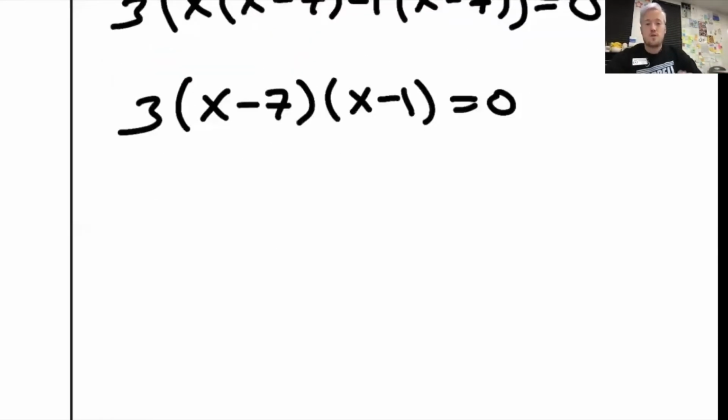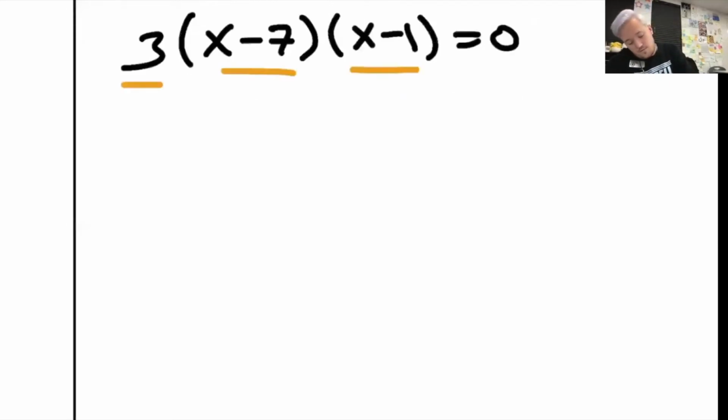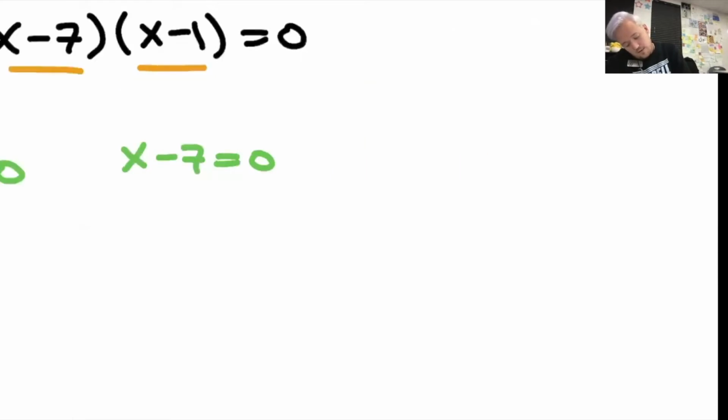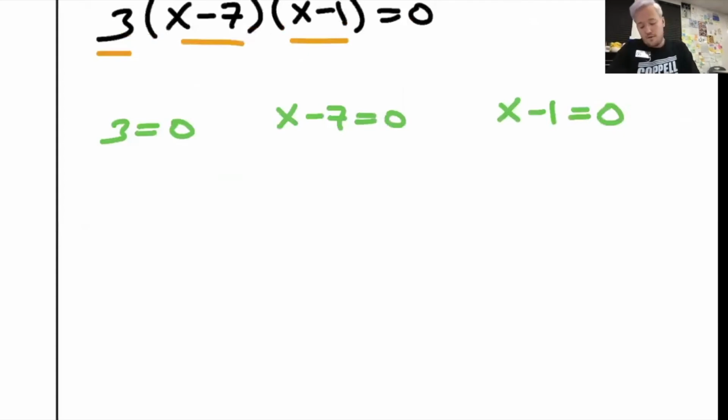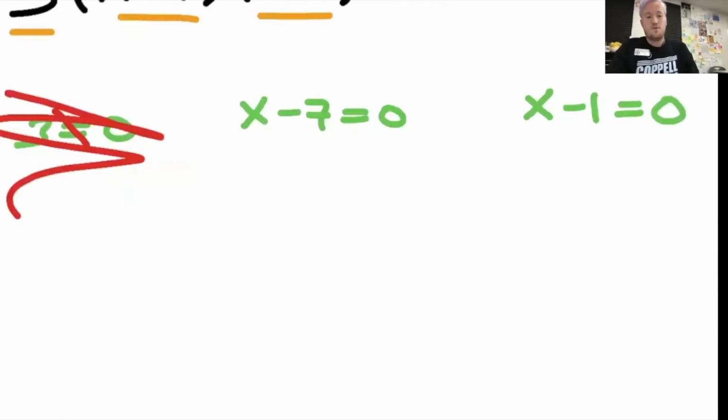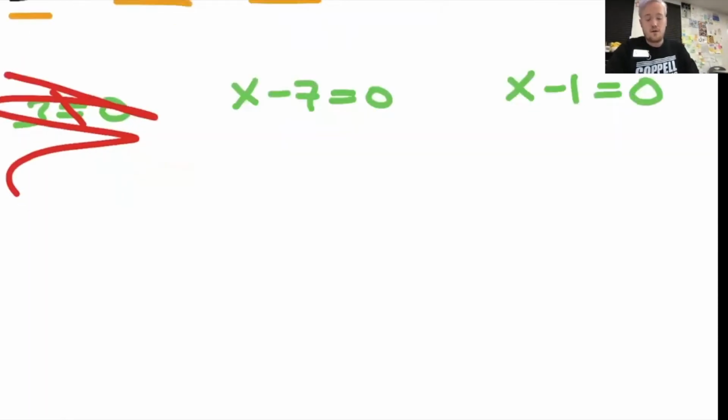So here you want to take all your individual components. When I say components, you want to take the 3, the x minus 7, and x minus 1. We have 3 components in this case. So I have 3 equal to 0, x minus 7 equal to 0, and x minus 1 equal to 0. For your very first one, 3 doesn't equal 0, so we just ignore it. Now we're looking at the other 2.